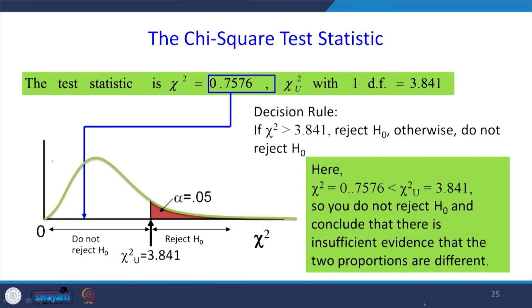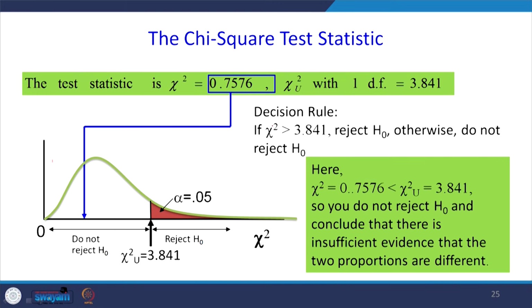Now we have to mark this. This is the chi-square calculated value. The table value for 1 degree of freedom is 3.814, and our calculated value lies on the acceptance side. So we have to accept the null hypothesis.